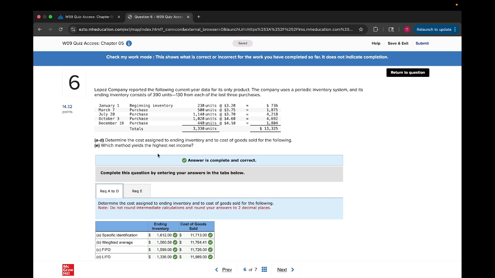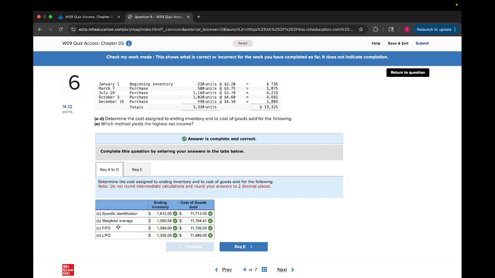Looking at the steps we have to complete, A through D is to determine the cost assigned to ending inventory and cost of goods sold for the following methods, and E is to see which method yields the highest net income. How I did this was I started with FIFO, went to LIFO, then moved to weighted average and specific identification. I just found FIFO and LIFO easier to start with, and worked my way up.